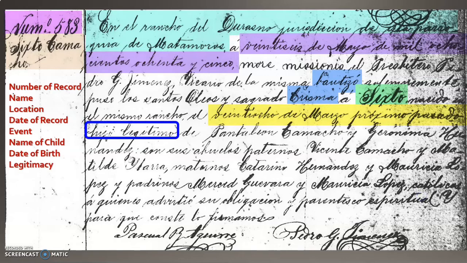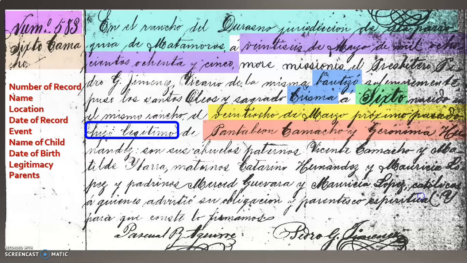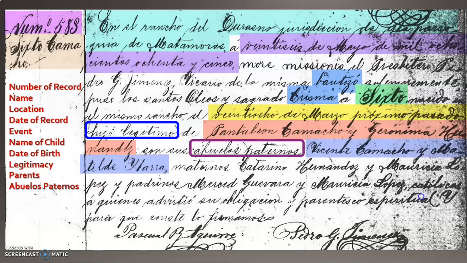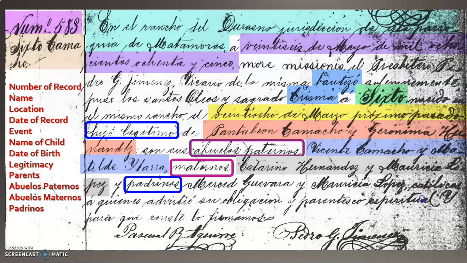And it does say that he is hijo legítimo, which is a great hint for me, saying that there is a marriage record out there somewhere for his parents. And it includes his abuelos paternos, his paternal grandparents, and then his maternal grandparents as well, the ones on the mother's side, which has Catarino Hernandez and Mauricia Lopez. And then the padrinos, which include Merced Guevara and Mauricia Lopez, which is his grandmother. Of course, next to her it says Católica, so now I know that they're Catholic, and I'm very confident that I can look in Catholic records to find either other children or marriage records.